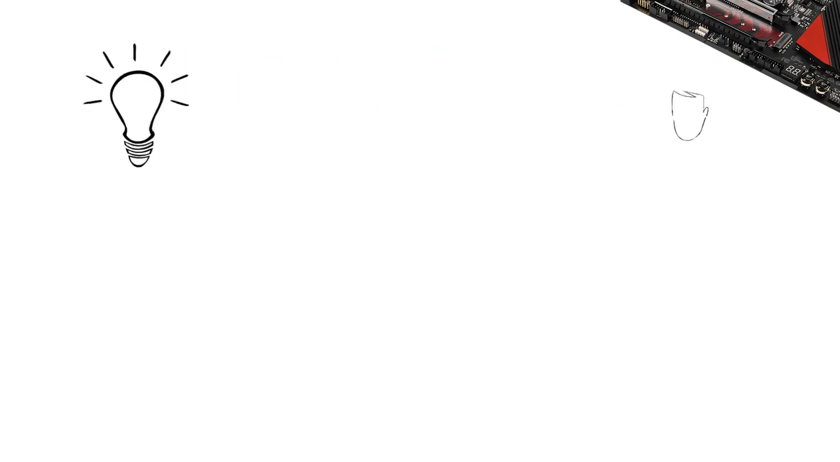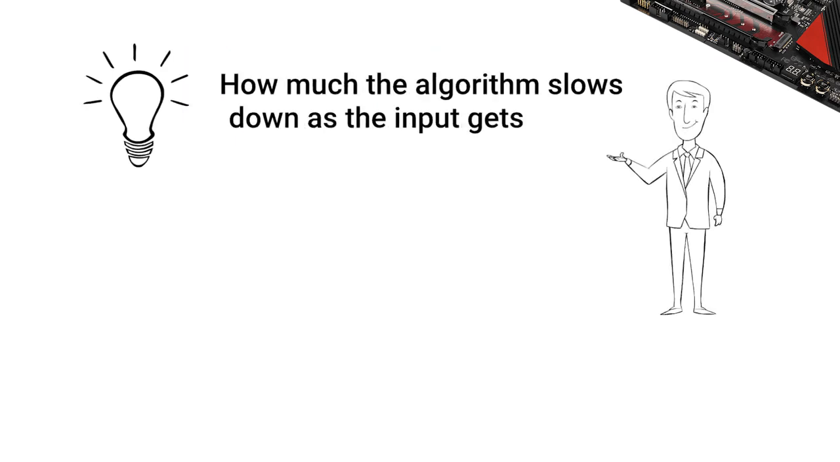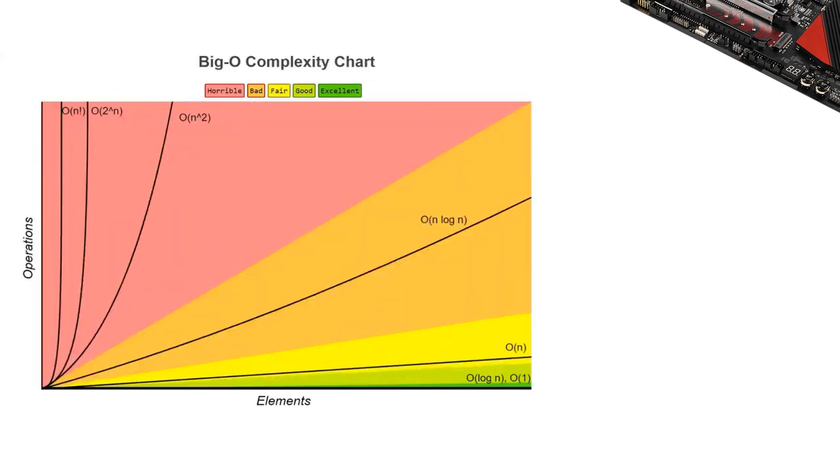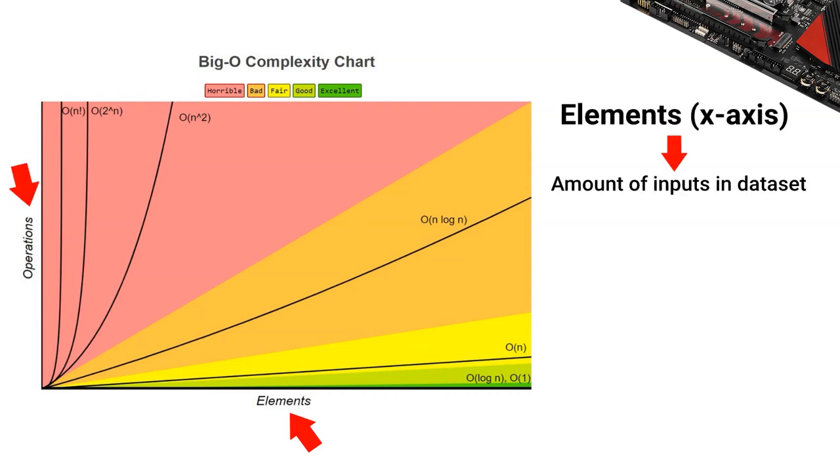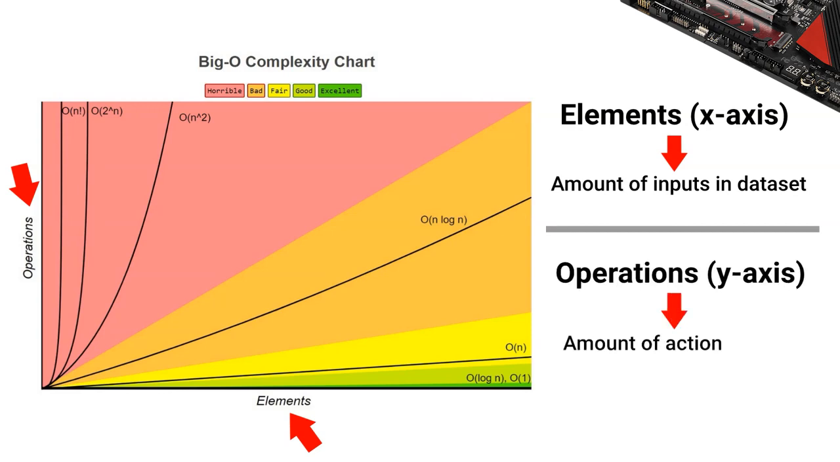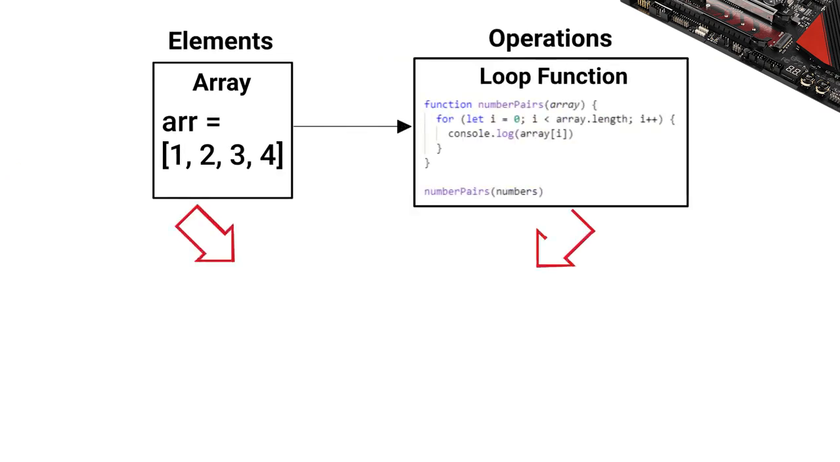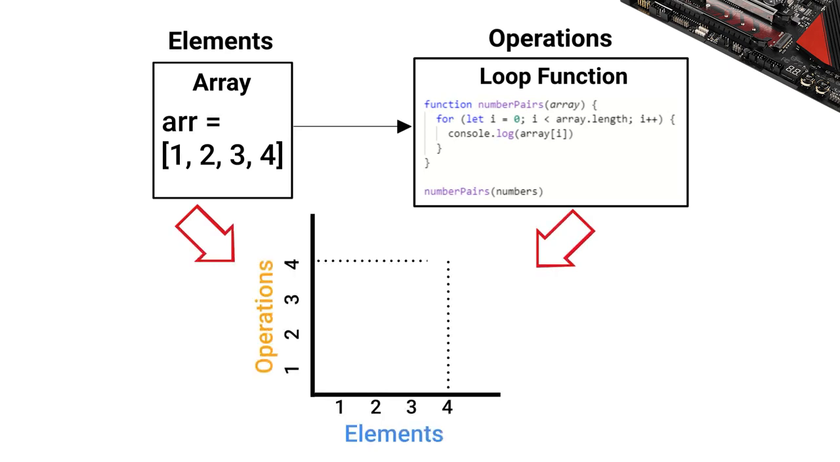You can also view this from a different perspective. Big O can tell you how much the algorithm slows down as the input size gets bigger. In this graph, you can see elements on the x-axis and operations on the y-axis. Elements are the amount of inputs we have, and the operations are the amount of actions we take to process and compute from an input. In terms of code, you can think of an array with 4 items and a loop that goes through each one of those elements in the array. The items in the array would be considered elements, and the loop count would be the number of operations.